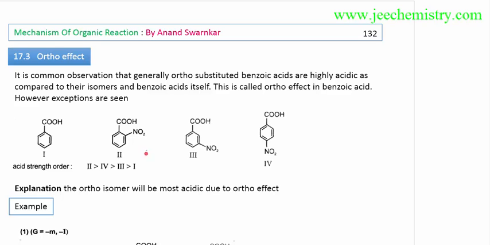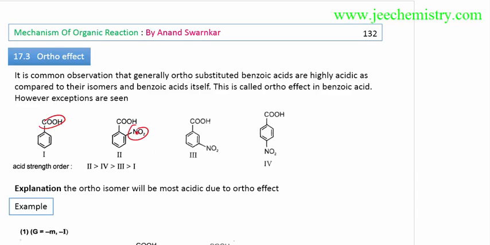Now, the ortho effect in benzoic acid. The ortho effect works only in benzoic acid. Ortho effect means whatever group is in the ortho position with respect to the carboxylic acid. This is a benzoic acid; whenever the carboxylic acid is there, it is called benzoic acid. In benzoic acid, the ortho effect is working.